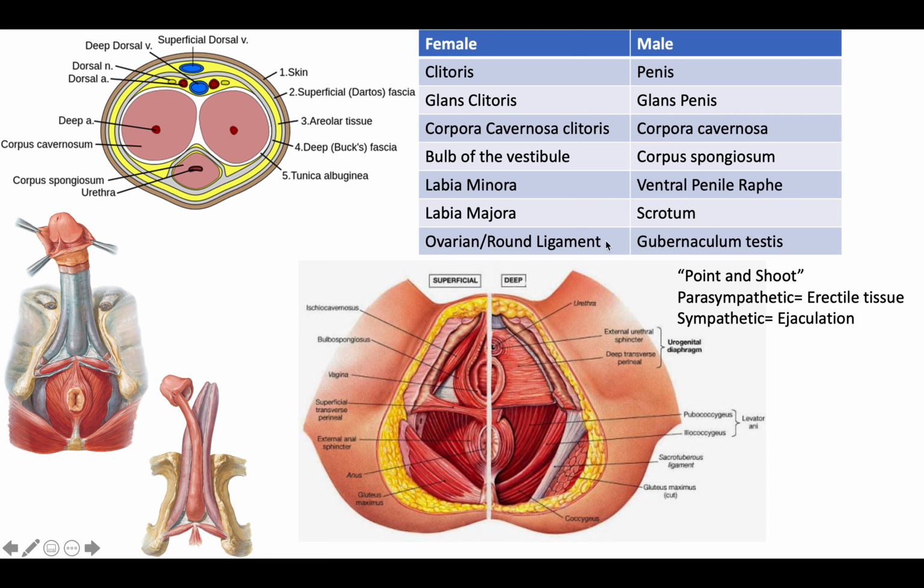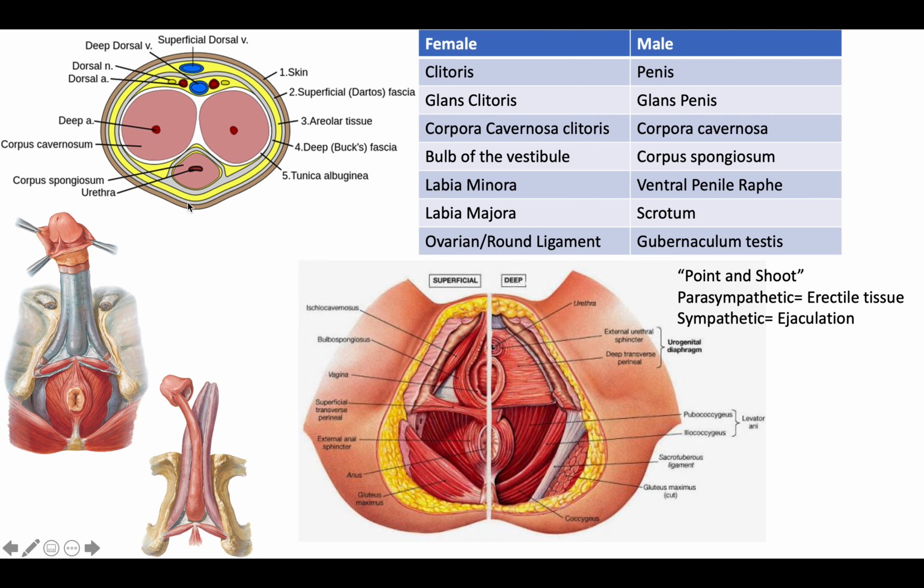I know this is a very important structure, knowing that the round ligament comes from the uterus through the superficial and deep inguinal ring. Obviously, females do not have a spermatic cord, but they will instead have this ligament or tendon going through it, and that is called the round ligament of the uterus. Rather, the males have a gubernaculum testis.